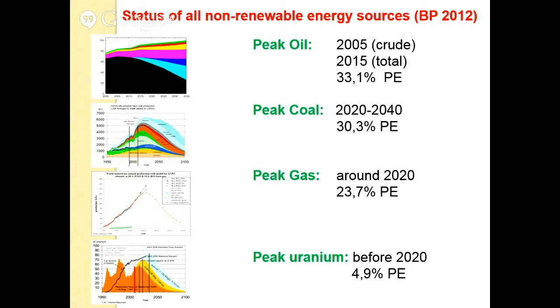False. Completely false. This is the classical economical approach, and this has been demonstrated to be false. It's not a question of money. It's a question of energy, because you have a balance between the energies.